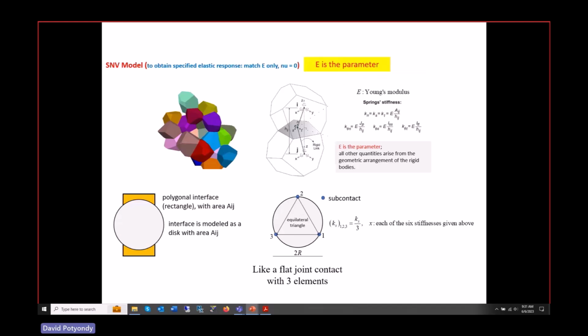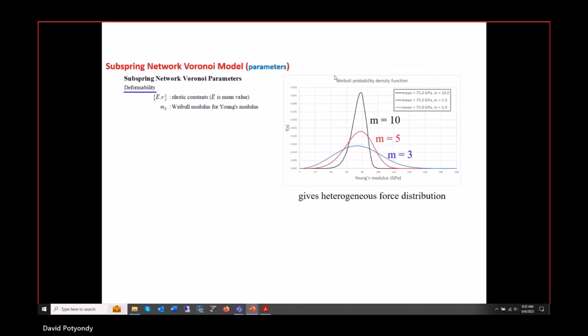If you specify every single contact micro E to be the same, you will get the macro E that you want. But if you give a distribution of micro E's, you will get a distribution of heterogeneous forces, and you can control that. And so you can control that by controlling the distribution of these micro E's. That's what this E bar is.